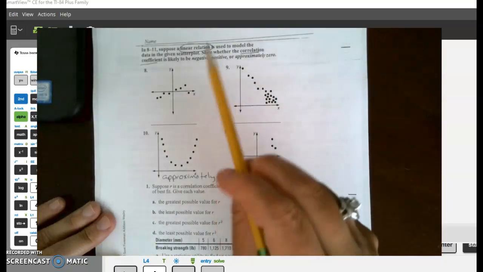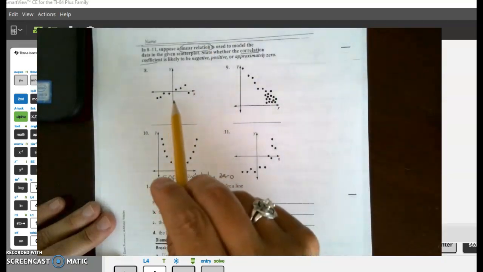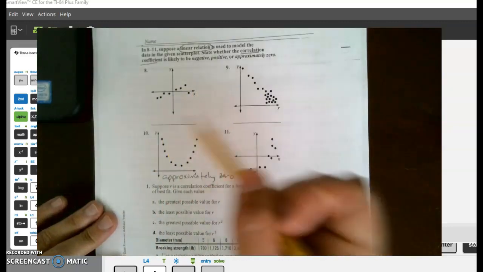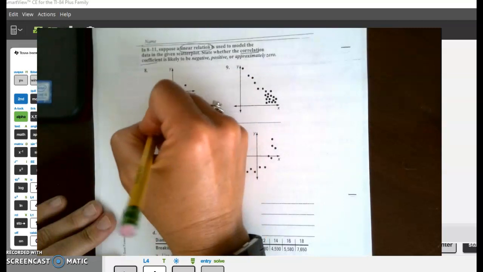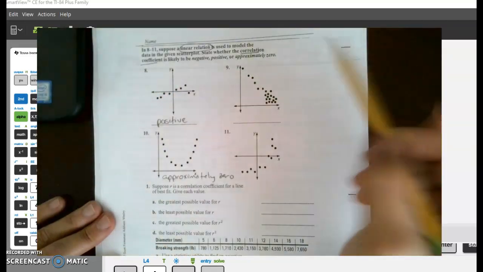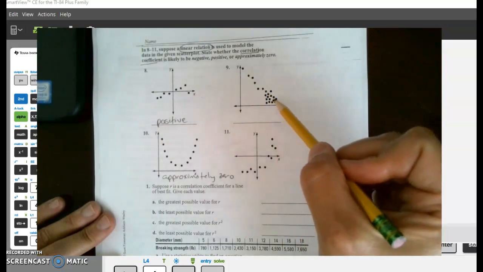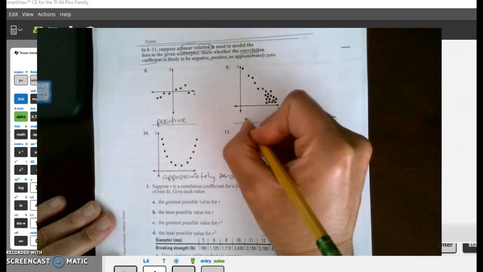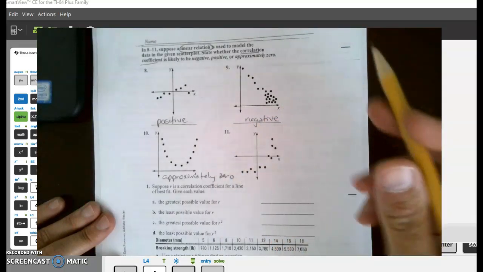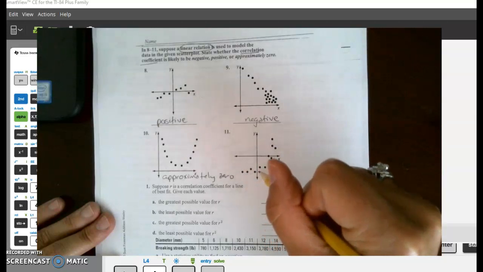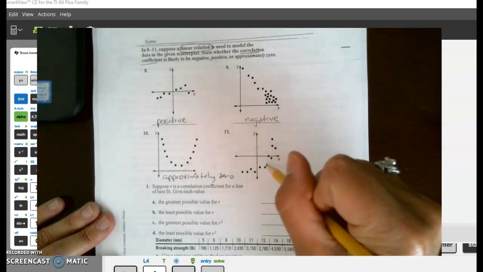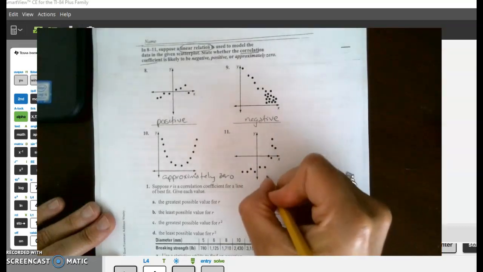Number 8, if I drew my line of best fit, it would be going in an increasing direction, so this one is positive. Number 9, the data looks like it's going down, so it's decreasing, so it's negative. And number 11, even though it's a curve, looks more exponential to me. It's still increasing from left to right, which means that it's positive.